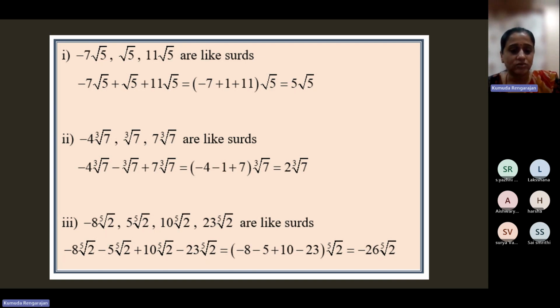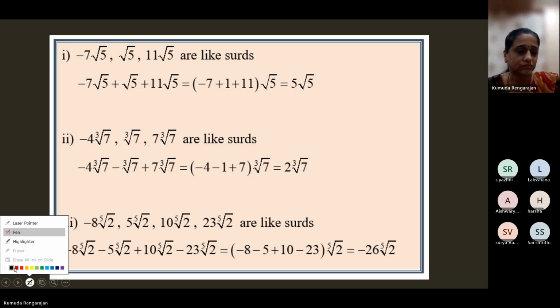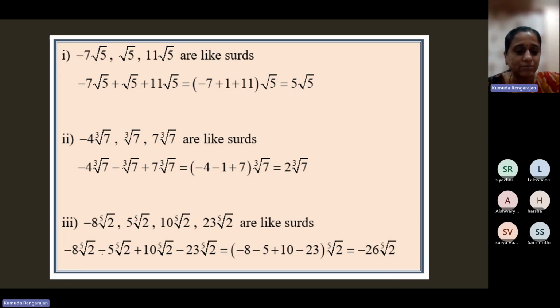Okay, so I've just connected these two with a minus sign, these two with a plus sign, and these two again with a minus sign. So how do we simplify this? Minus 8, minus 5, minus 13. Minus 13 plus 10, minus 3. Minus 3, minus 23, minus 26 fifth root of 2.